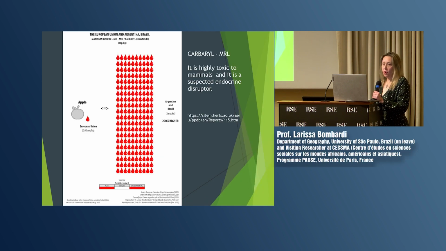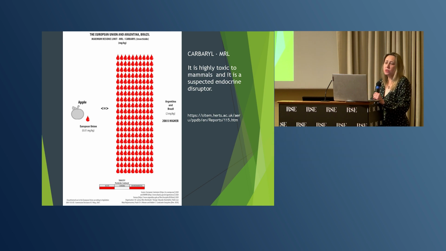Here we have the example of carbaryl, this insecticide. We allow 200 times higher carbaryl in our apple, for example, than you allow. This is one example of many, many others. I could give you hundreds of examples of this asymmetry.